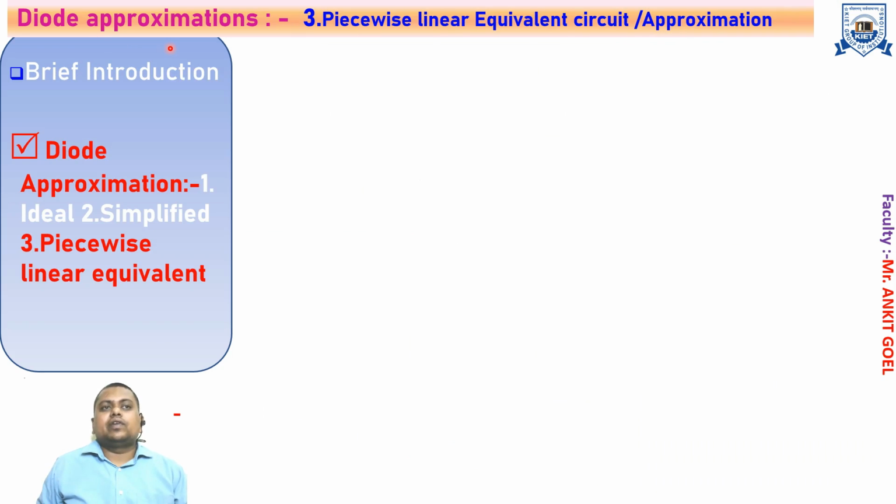So let's discuss the effect of the third approximation, that is the piecewise linear equivalent circuit approximation. This is one of the most accurate models in comparison to the previous ideal and simplified models.